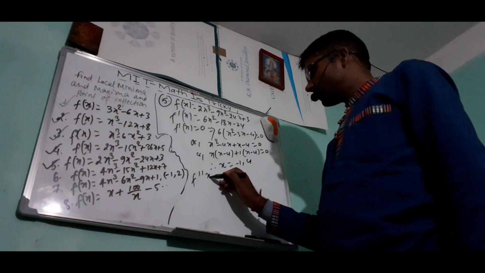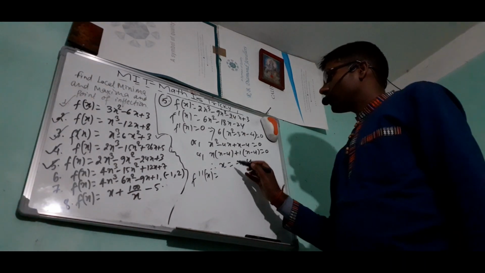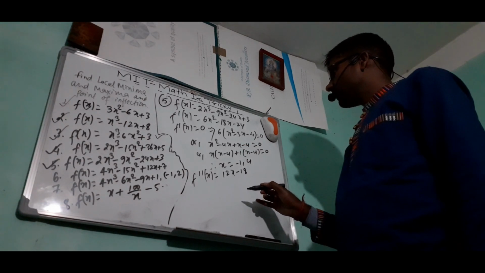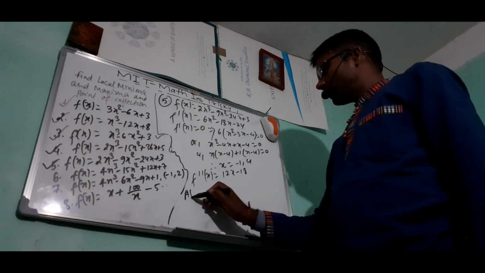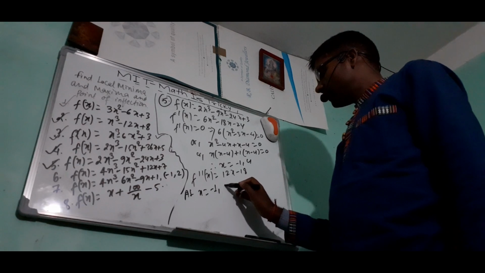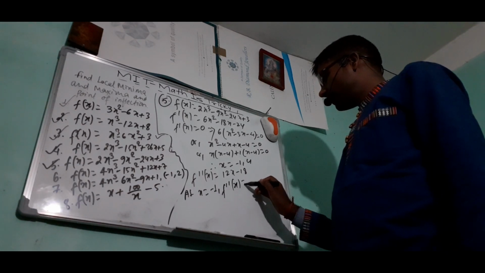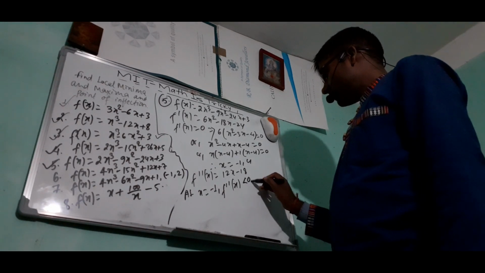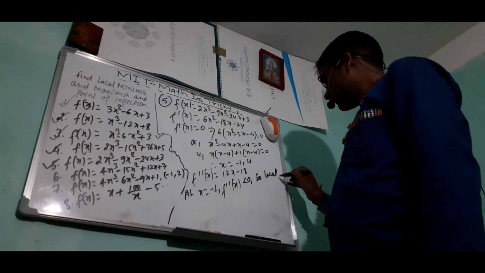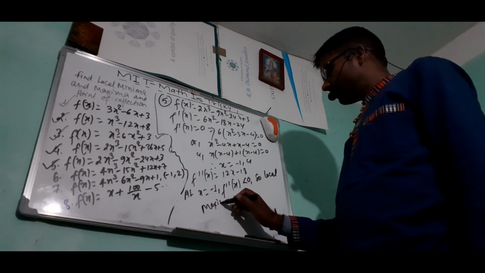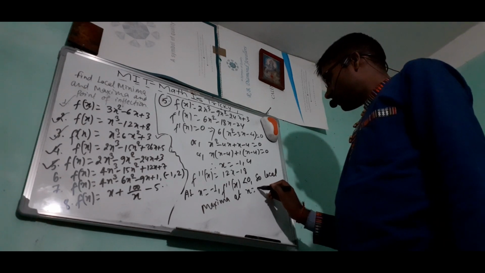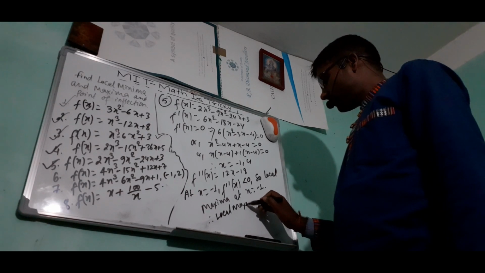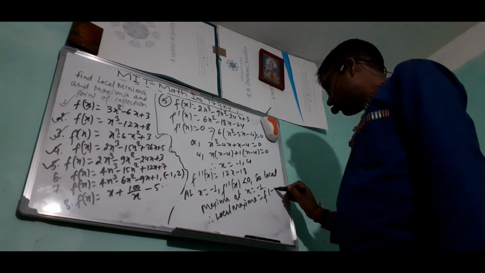And the second derivative is how much? Let's see, the second derivative will be 12x minus 18. So at x equals minus 1, the second derivative will be minus and minus both, so it is less than 0, so local maxima at x equals minus 1. Therefore local maxima equals f(minus 1).